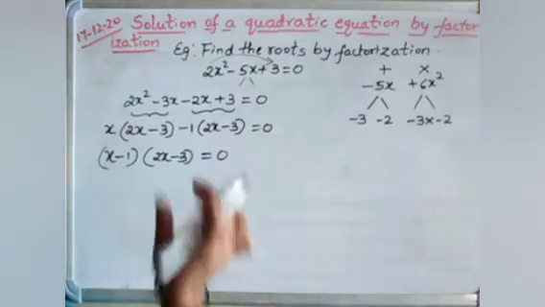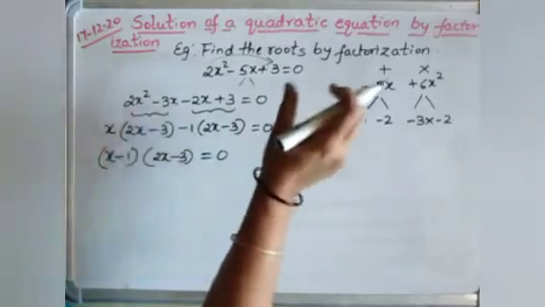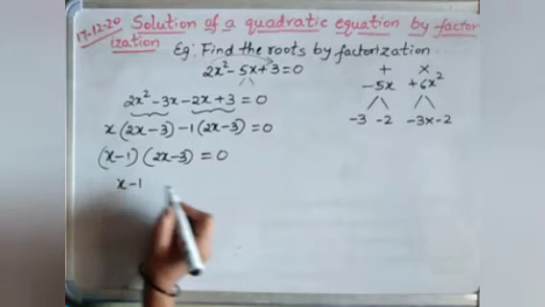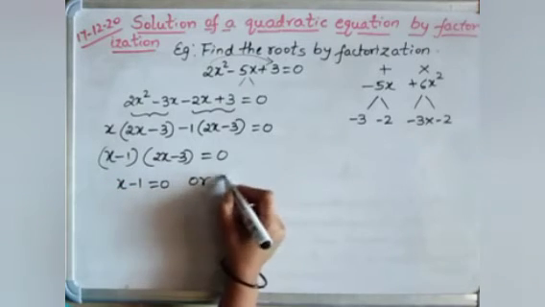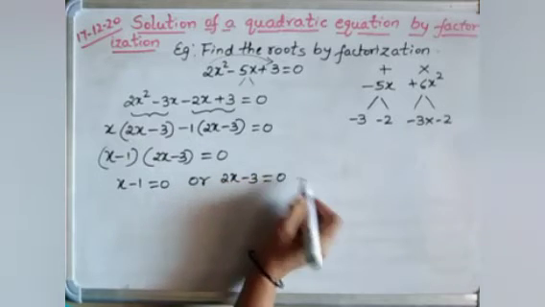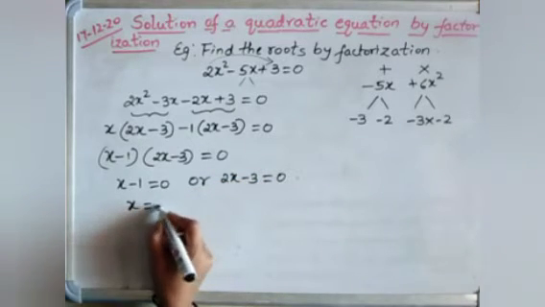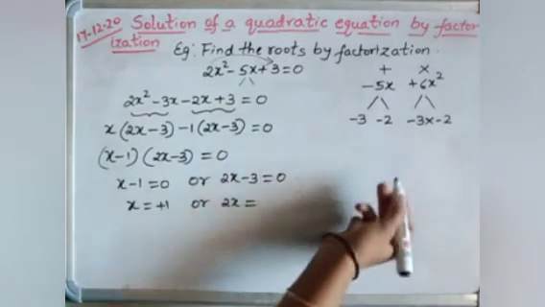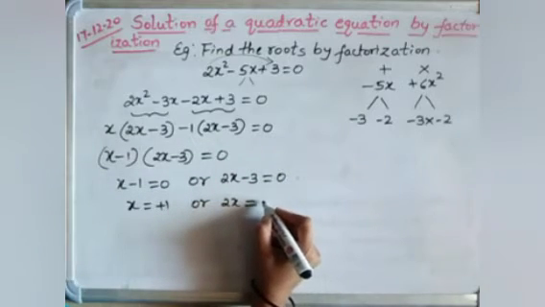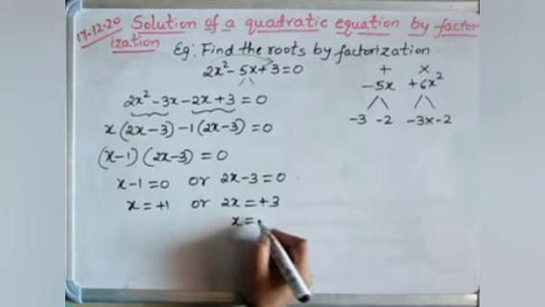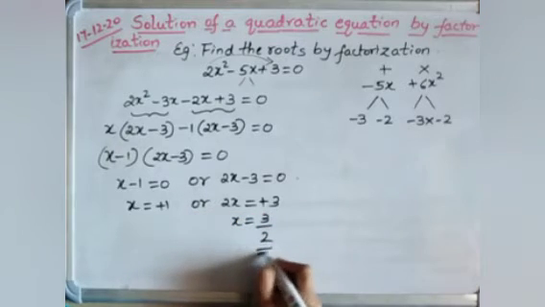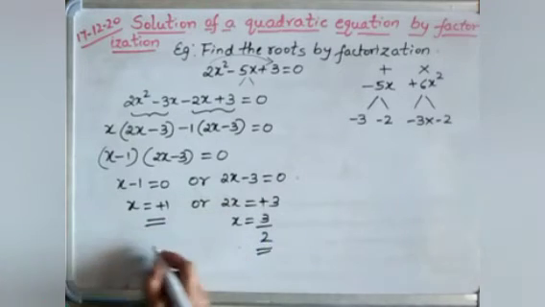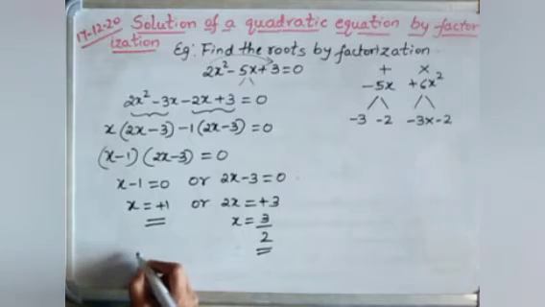So these are the factors over here. So here we want the roots, right? Find the roots by factorization. So I will write here x minus 1 is equal to 0 or 2x minus 3 is equal to 0. That means x is equal to plus 1 or 2x is equal to the minus 3. When you transpose to right hand side, it becomes plus 3, right? But we want x is equal to 3 by 2. So here we say x is equal to 1 or x is equal to 3 by 2. These two are the roots of equation.